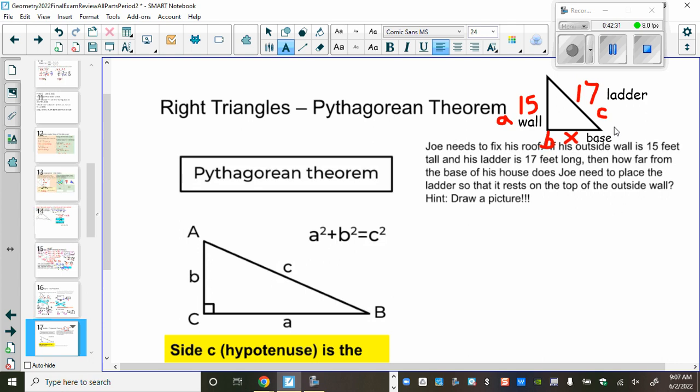Now, the ladder is always your hypotenuse. Did we get that, Norcus? Yeah. Which side's our ladder? Okay, that's what I thought.